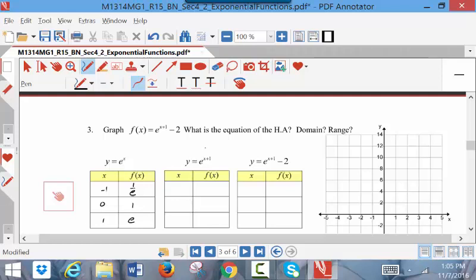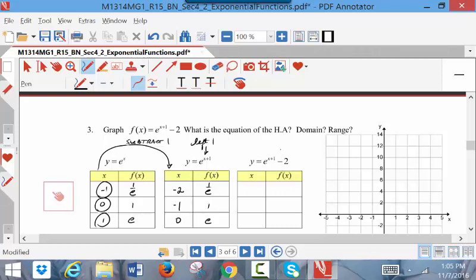Okay, x plus 1. Remember, horizontal movement is the opposite of what you think it should be. This will be left 1 unit, which means if you're going left 1, you will subtract 1 from your x values. Your y values will be the same. You're not altering the y value, but the x values you're subtracting 1. So -1 minus 1 is -2, 0 minus 1 is negative 1, and 1 minus 1 is 0. So that would be shifting it left 1.